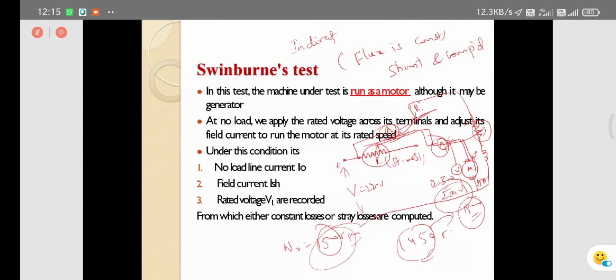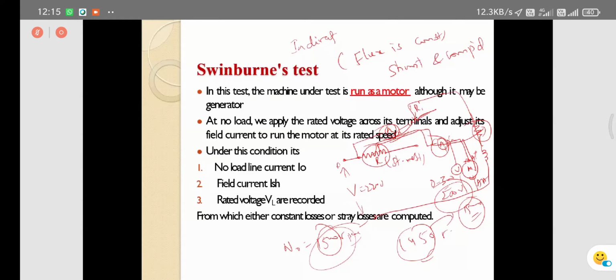At no load, we apply the rated voltage across its terminals and adjust its field current to run the motor at its rated speed. As you know, Eb equals phi Z N by 60 into P by A. P by A and Z are constant parameters, so Eb is proportional to N phi. That is, Eb by phi is proportional to N.